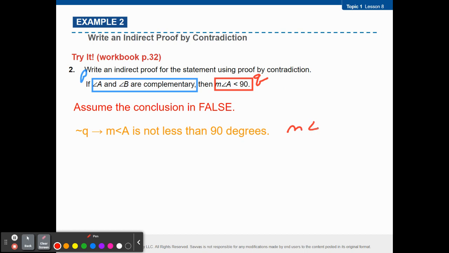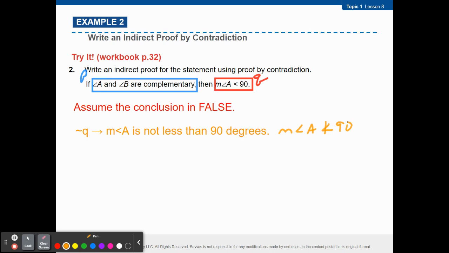I just didn't have the correct thing. Oh, sorry. Let me try that again. My goodness. Okay, you would state here that the measure of angle A is not less than 90. That's one way to write it. Sorry. It's been a week.